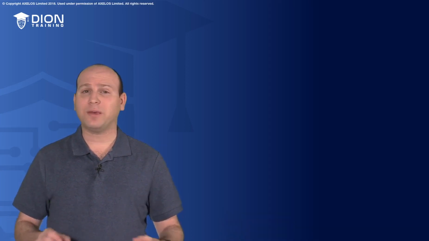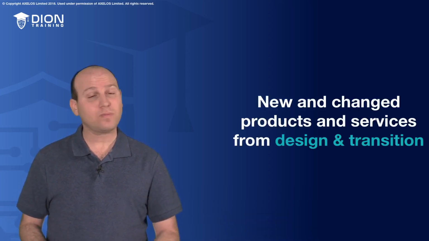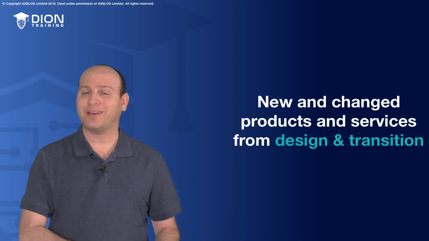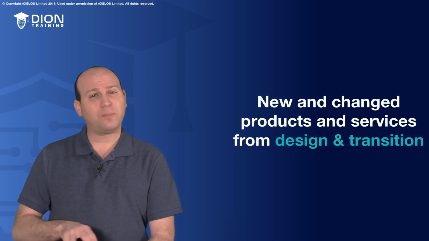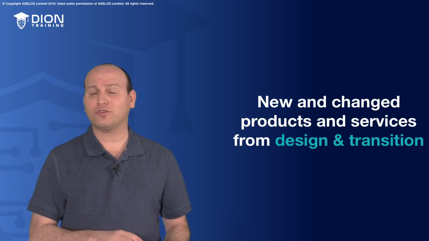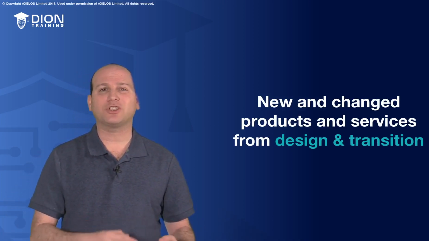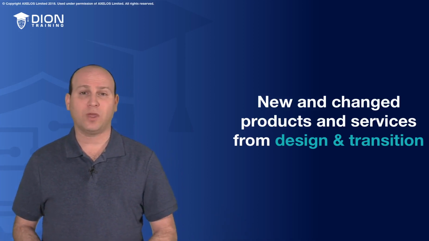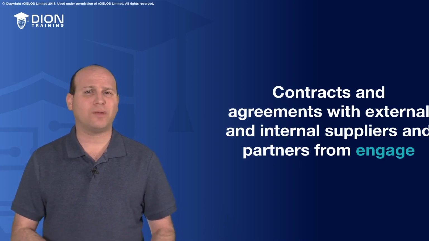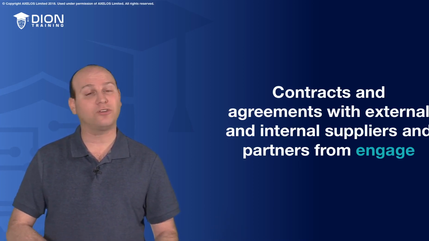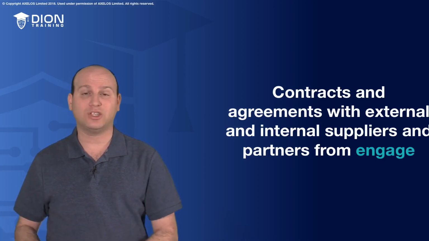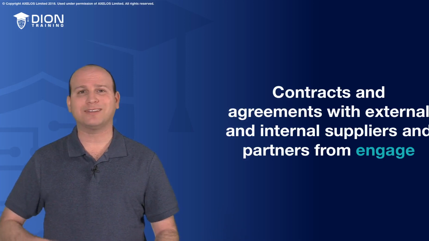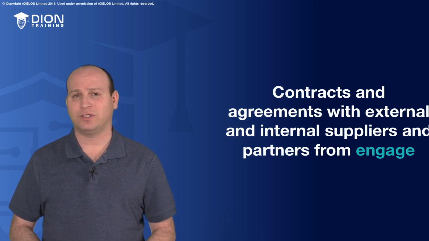So what are some of the inputs inside of deliver and support? The first one is any new and changed products and services that are provided by design and transition. Remember, obtain and build is going to build it, pass it back to transition, and then transition is going to make sure it gets smoothly put into the marketplace so that deliver and support can then run it from there. We're also going to have our contracts and our agreements with external and internal suppliers and partners provided to us from Engage. As Engage does all the external engagements, we're then going to use those contracts to get the things we need inside of deliver and support.